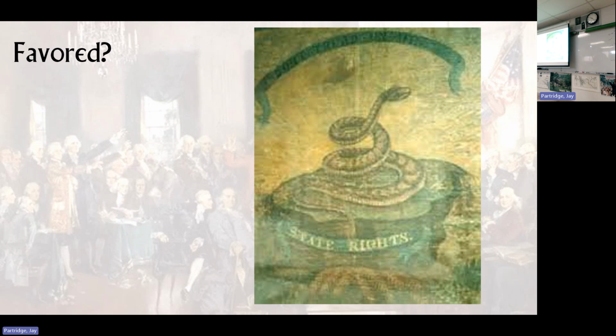So, do we get to this one? Who is favored by this system? Big states or small states? Big, small? Small. Really favored small. I mean, really favored small. Oh, sure, there's some things about big states and House of Representatives, but the small states get such an advantage from this. And remember, this was the compromise.